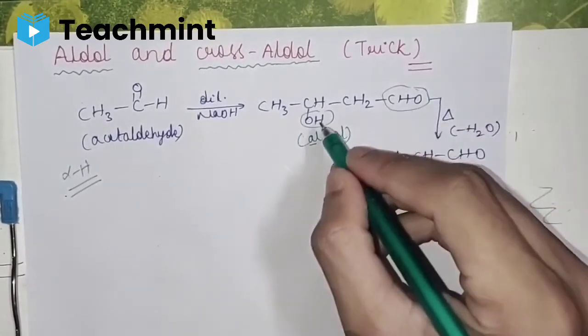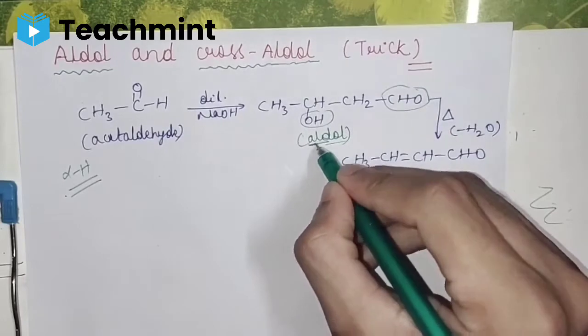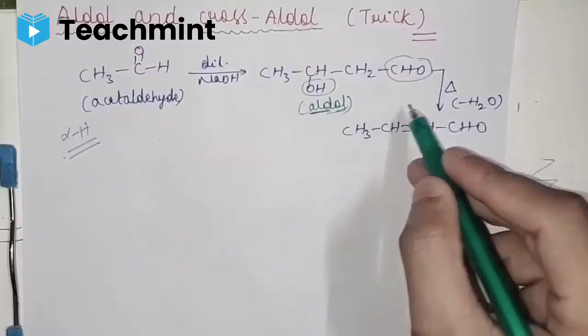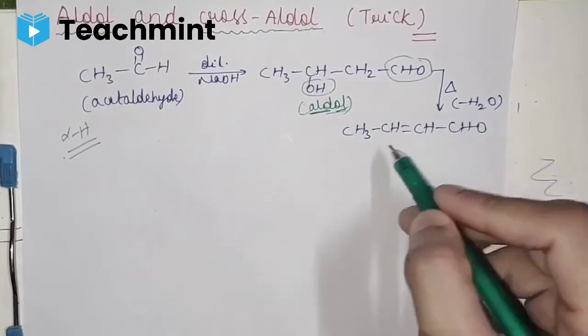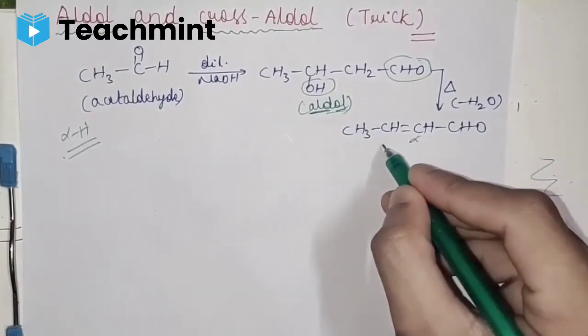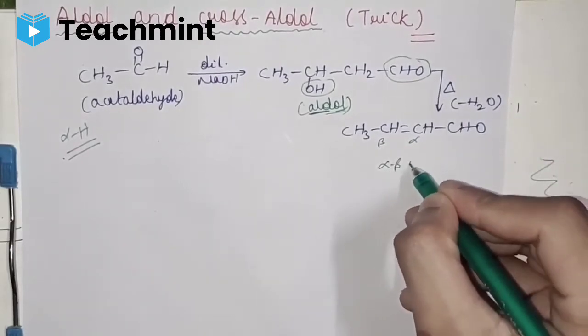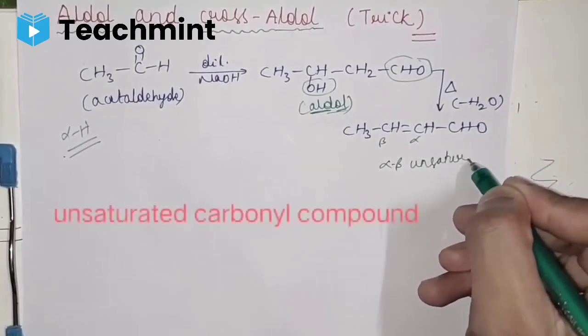Due to this aldehyde group and this alcohol group, it is known as aldol. Ol for alcohol, ald for aldehyde. When we heat the aldol product, water gets removed and it forms an alpha beta unsaturated compound.